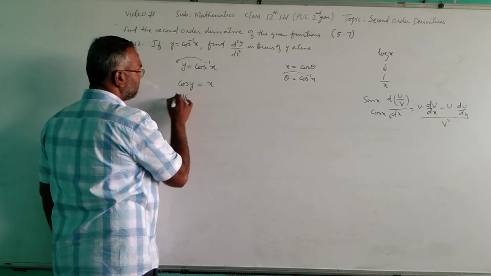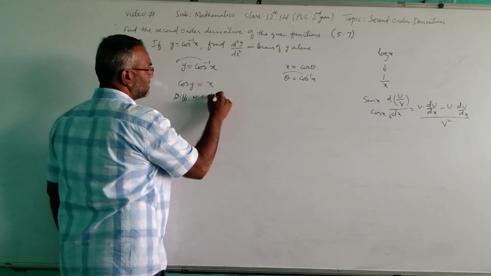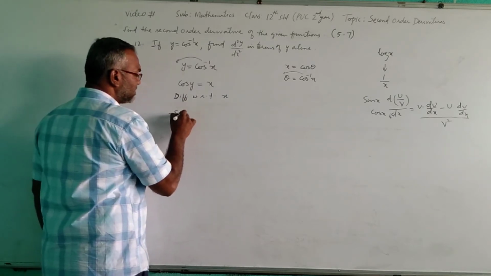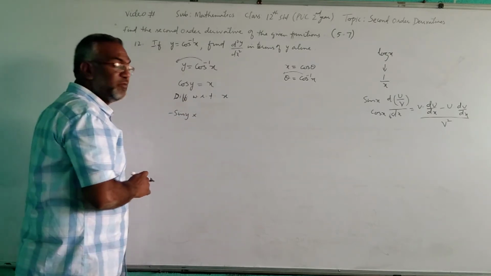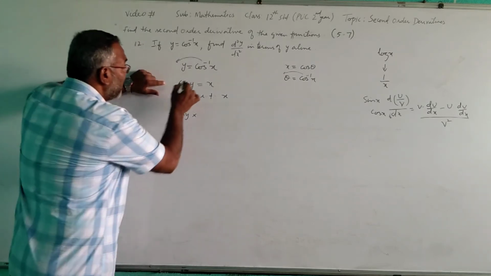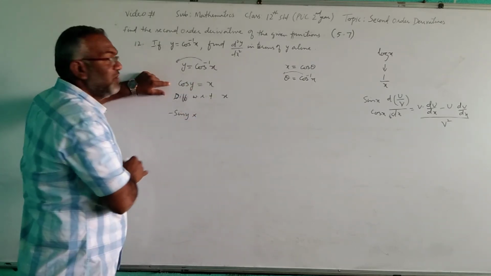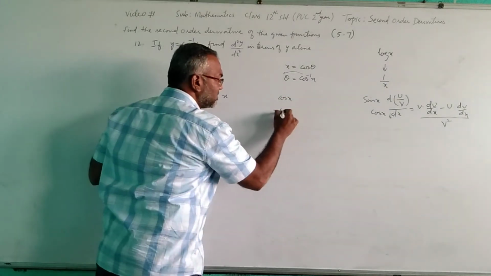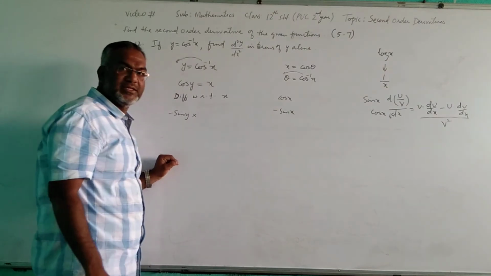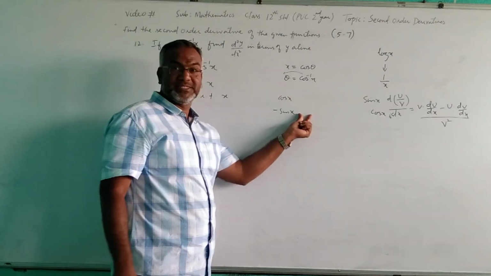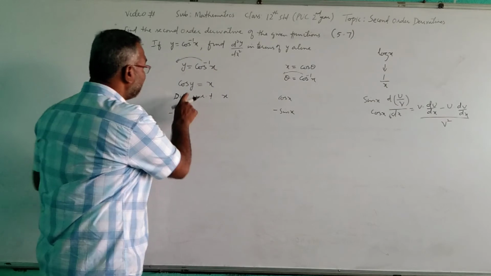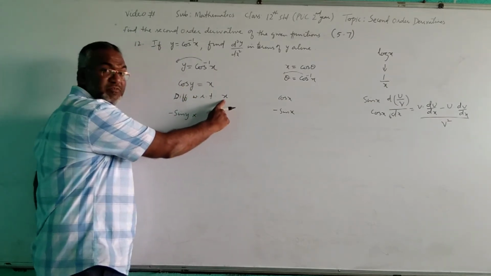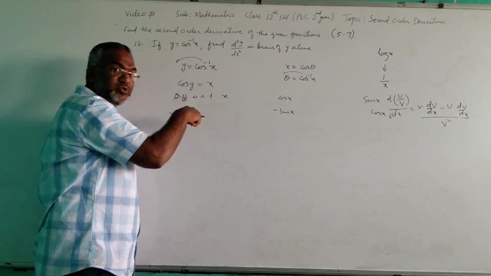Differentiate with respect to x. So what will happen? Differentiation of cos y will be minus sin y into, we cannot just leave it because we have y here. If it is cos x, then we write differentiation as minus sin x, and we do not differentiate x because it becomes 1. But here it is not x, it is y.